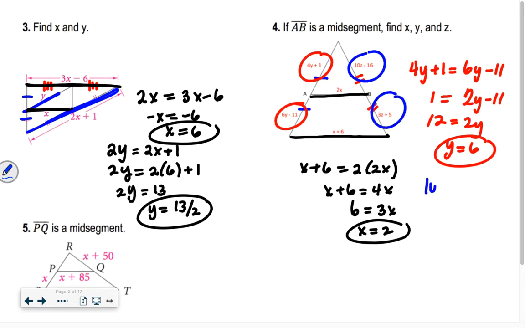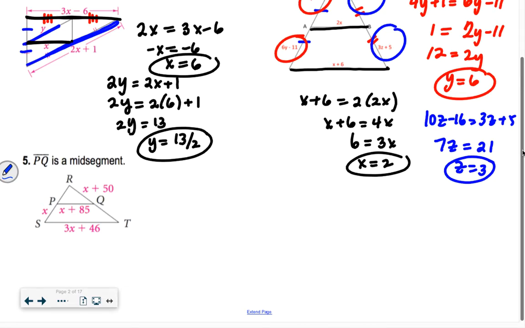All right, then the same thing with these two. So I get 10z minus 16 equals 3z plus 5. So I get 7z equals 21, so z is equal to 3. All right, does that make sense? Do you guys get it? All right, try the next one.